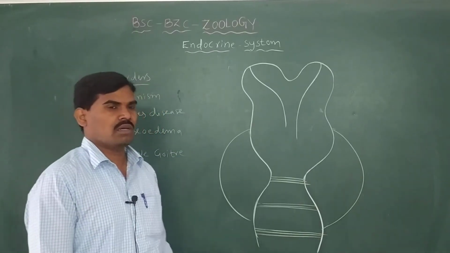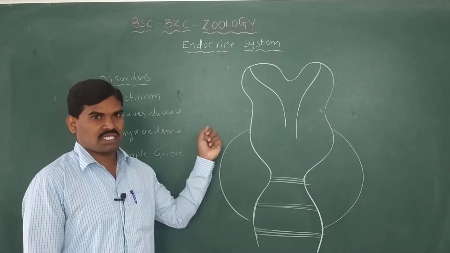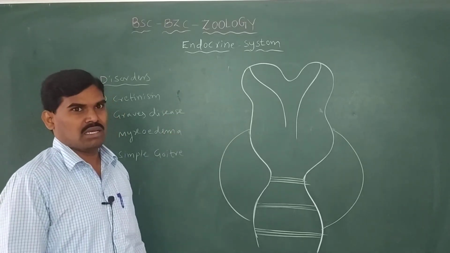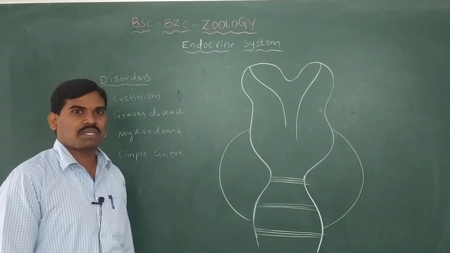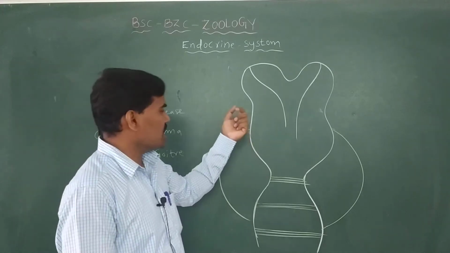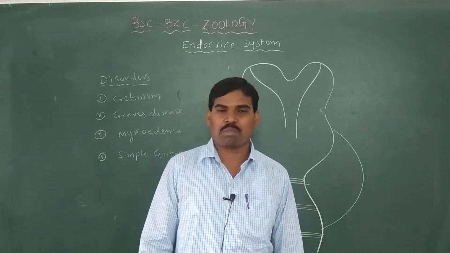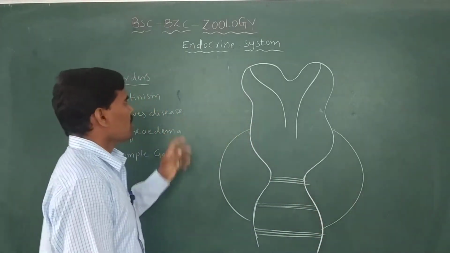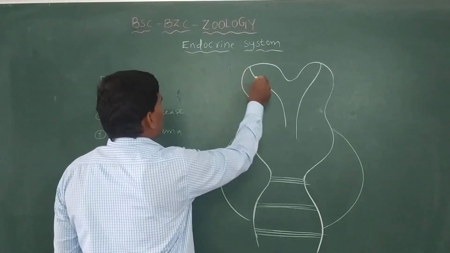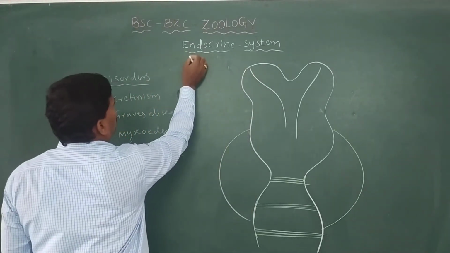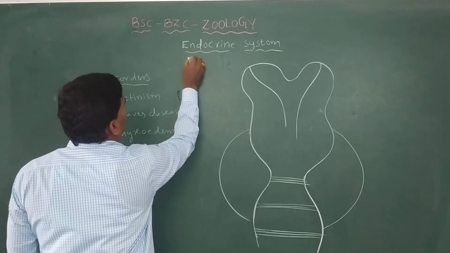Okay, students, in the previous class we discussed the pituitary gland, its structure, and the secretion of its hormones, which were clearly explained. Now we are going to discuss the second gland: the thyroid gland.